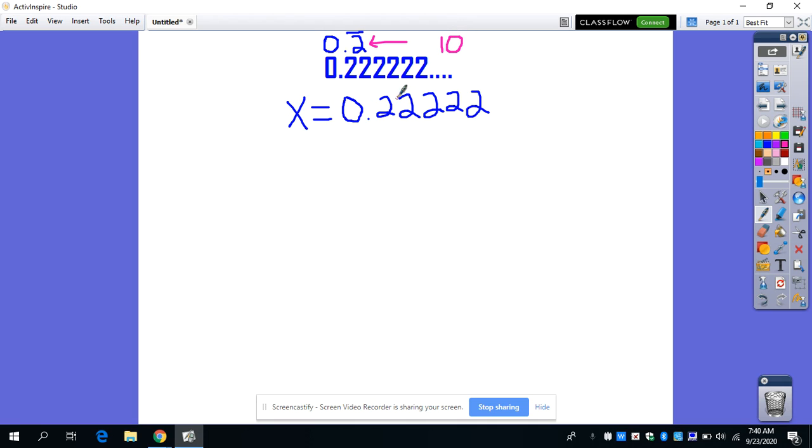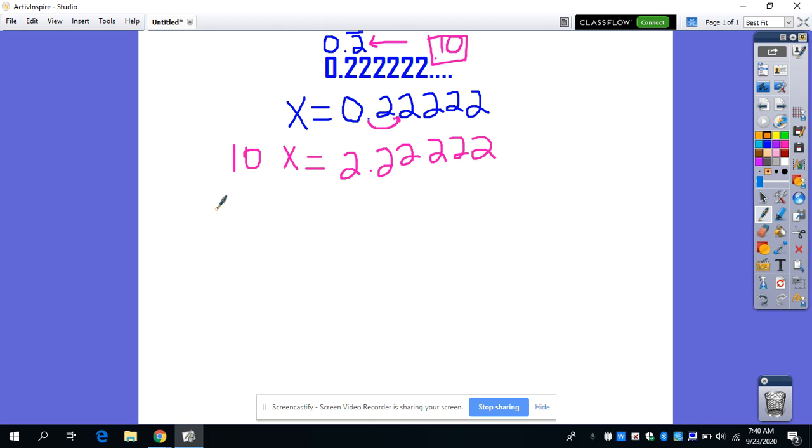And you're going to multiply both sides of this equation by this number, 10, okay? So you're going to multiply 10 by here. It's going to be 10x. And you're going to multiply 0.22222 by 10. A trick is to just move your decimal over by 1, because that's what's representing that 10. So you got 2.22222. Okay? Now you're going to go back to your original equation, which is 1x is equal to 0.2222222. You're going to subtract it from this right here.